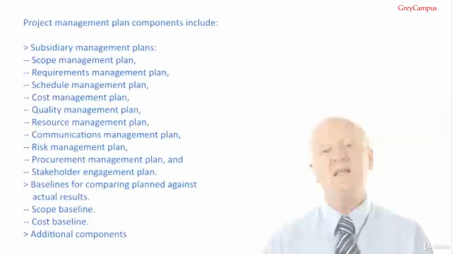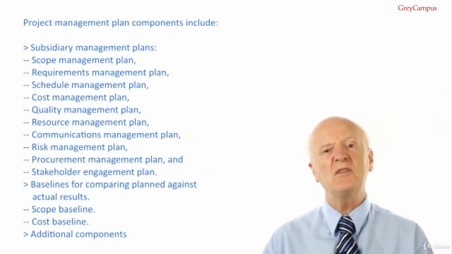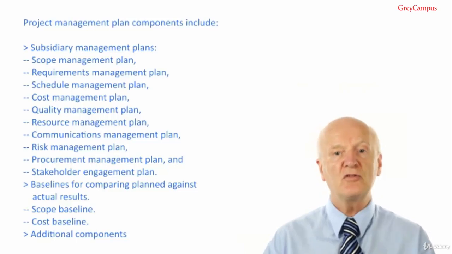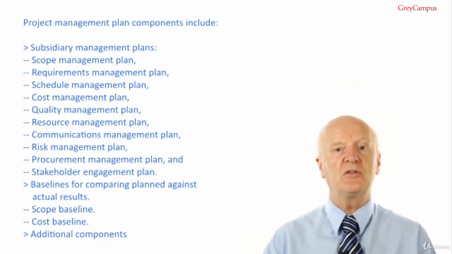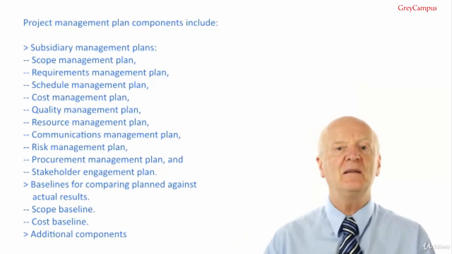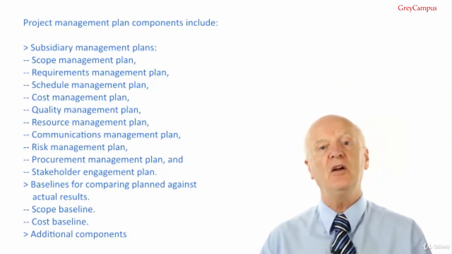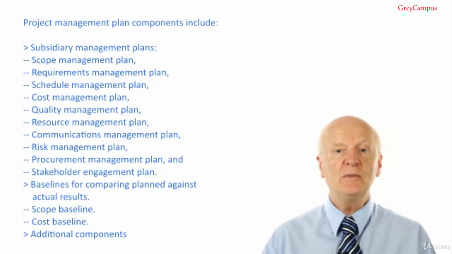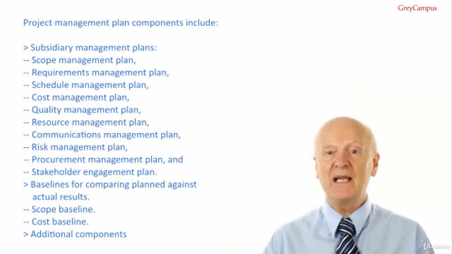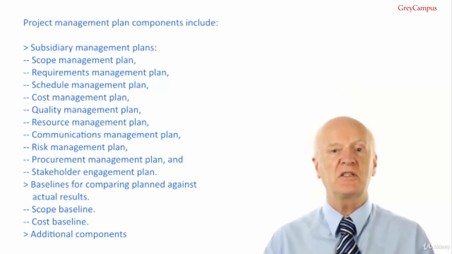The project management plan components would include subsidiary management plans, such as the scope management plan, which defines how each process is managed, requirements management plan, schedule management plan. Note that this is the schedule management plan, not the project schedule. Cost management plan, quality management plan, resource management plan, communications management plan, risk management plan, procurement management plan, and stakeholder engagement plan. Not stakeholder management plan. That was a change that came in with the 6th edition of the PMBOK guide. They were engaging with our stakeholders.